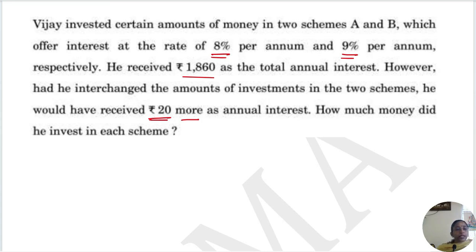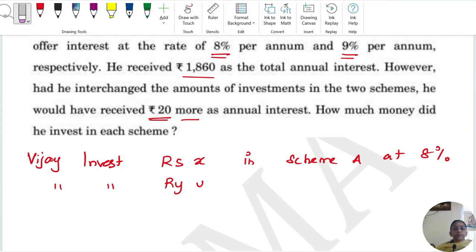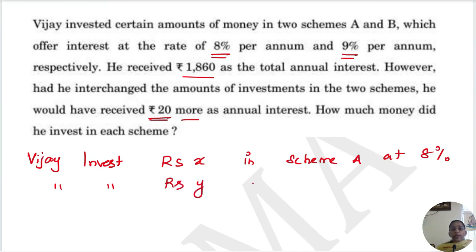So let us consider Vijay invested rupees x in scheme A. Scheme A is at 8% rate of interest. And Vijay invests rupees y in scheme B at 9% rate of interest. So the total annual interest is 1860.